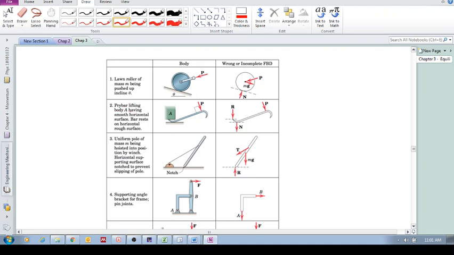Okay, a pry bar lifting body A, having a smooth surface there, and the bar rests on a rough horizontal surface. So what is the body? The bar is the body that we want to isolate. And remember, what are the forces acting on the body? Yes, we have this body A that's applying R, because it's a smooth surface, so there's no friction and no horizontal force, so this is correct. P is correct, right? That's given.